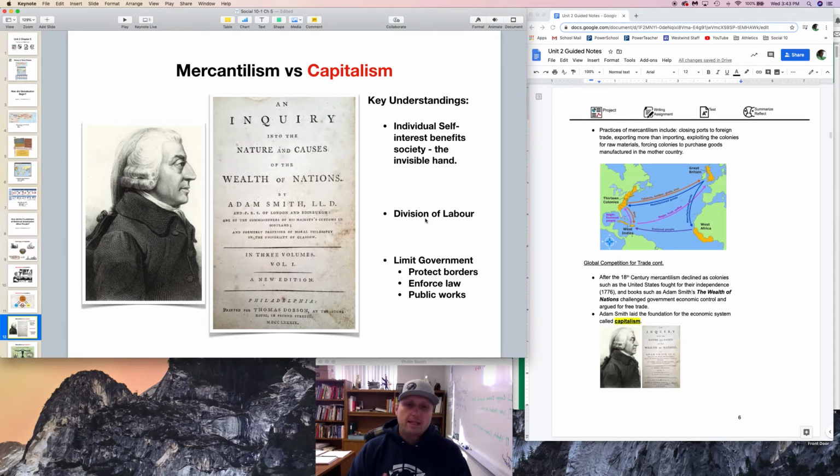And then the last of his kind of points is that government should keep their hands off. And they should really only be doing 3 things. They should protect our borders from invaders. They should enforce local civil laws. And then they should enhance public works. They should provide schools. They should provide fire departments, libraries, things like that. But other than that, leave business alone because business will take care of itself.